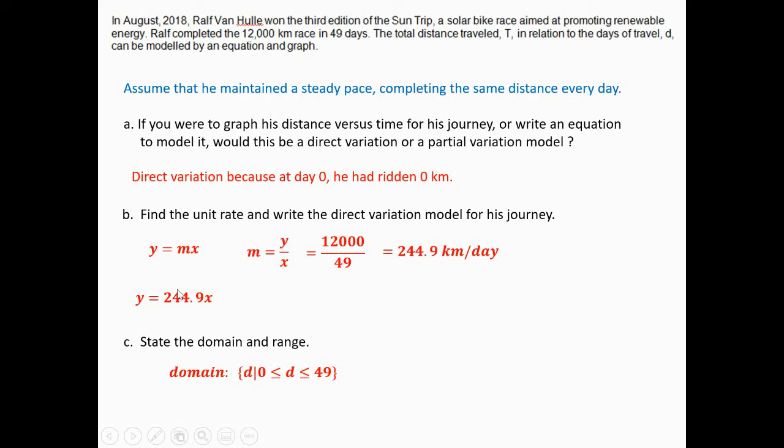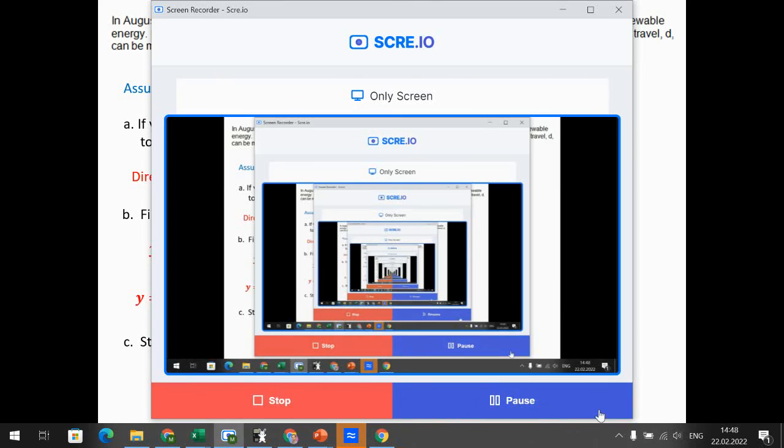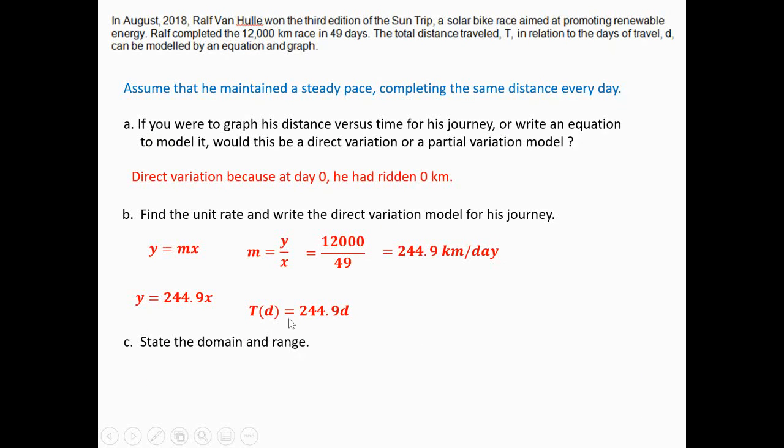Distance. Sorry, I didn't match this up. I should have matched that up. So let me pause it and make that change. Okay, so I added it here. I took my y-x model and wrote it more in functional notation based on what it asked for here. Distance traveled based on days of riding. Okay, T of D equals this.